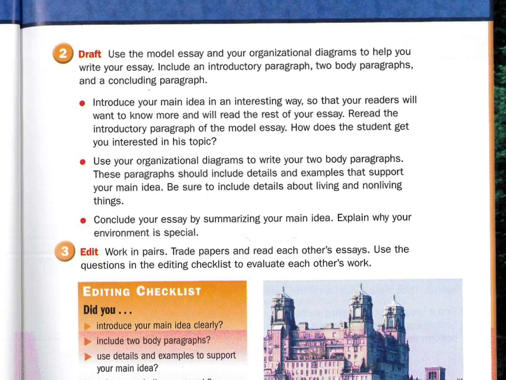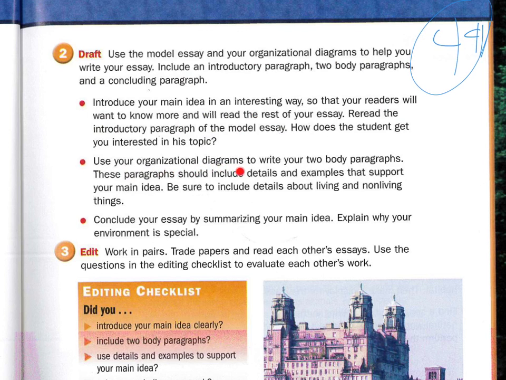Now you're ready, because you've done your pre-writing, and you have your list and your ideas, you're ready to draft. Use the model essay and your organizational diagrams to help you write your essay. Include an introductory paragraph, 2 body paragraphs, and a concluding paragraph for a total of 4 paragraphs. Introduce your main idea in an interesting way so that your readers will want to know more and will read the rest of your essay. Reread the introductory paragraph of the model essay. How does the student get you interested in his topic?